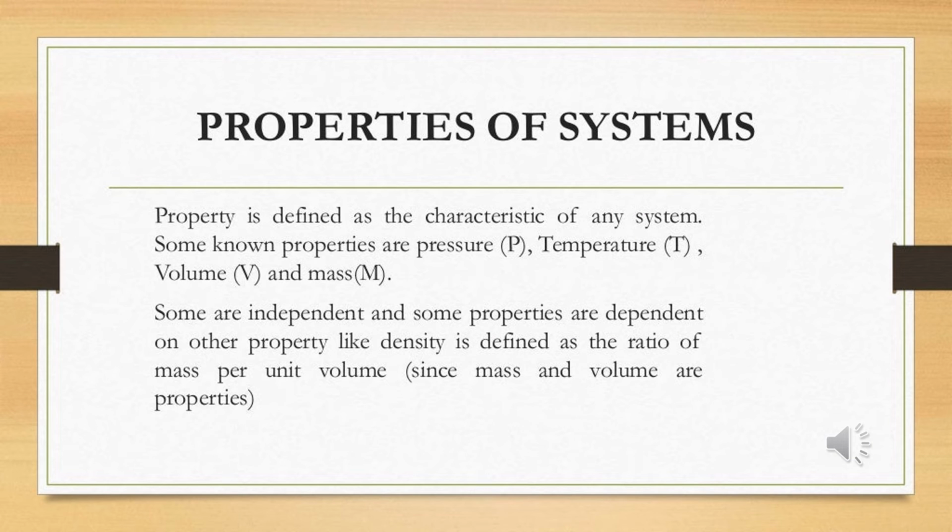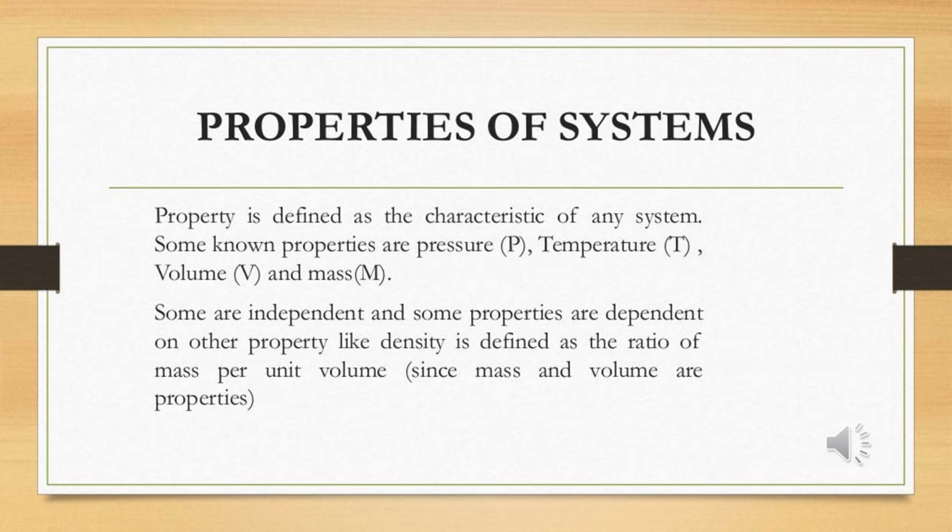Coming to the properties of a system, a property is defined as a characteristic of any system, such as pressure, temperature, volume, and mass. Properties are used to define the condition of a given system. The condition defined by such a specification is called the state of the system.